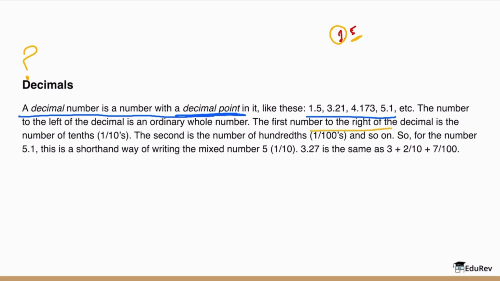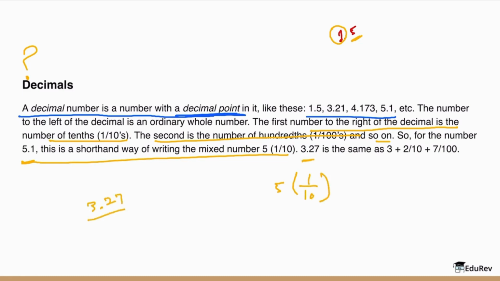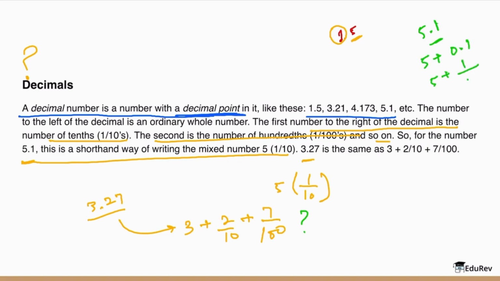The first digit to the right of the decimal is the ones place of tenths, the second is of hundredths, and so on. So the number 5.1 is a way of writing 5 plus 1 by 10. Or you can say 3.27 is nothing but 3 plus 2 by 10 plus 7 by 100. Now how is this possible? It's very simple. If I take 5.1 as an example, this is nothing but 5 plus 0.1. Can I write 0.1 as 1 by 10? Yes, I can.